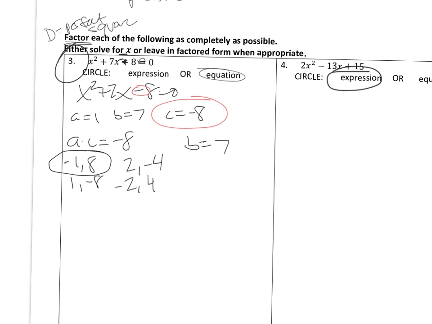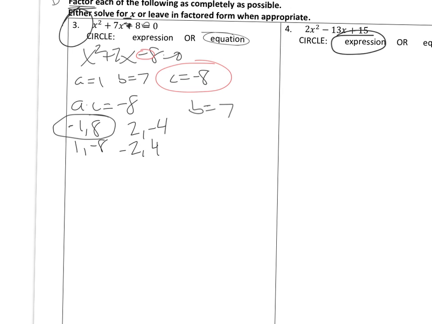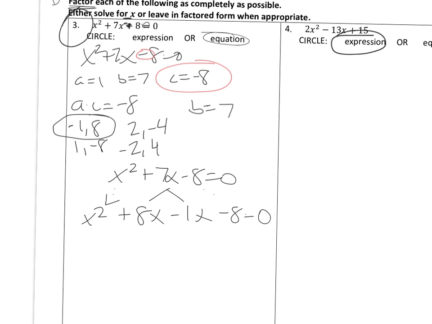So those are going to be the two factors that I use. Now I'm going to take my quadratic, x squared plus 7x minus 8 equals 0, and split that middle term. Remember, the only way we can group using our GCF, or factoring by grouping, is if we have 4 terms. So I bring down the first term, x squared, split the middle term into positive 8x minus 1x, and bring down the last term, minus 8 equals 0. Now I have 4 terms.